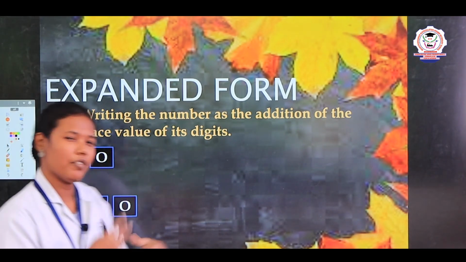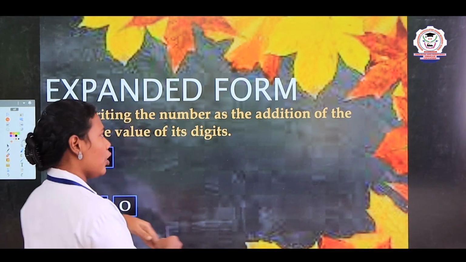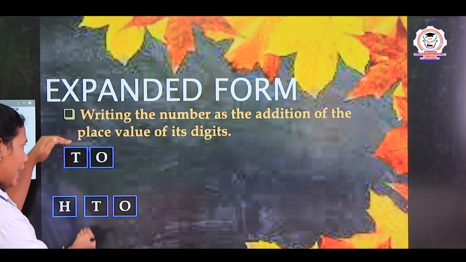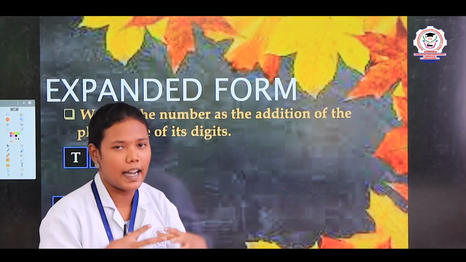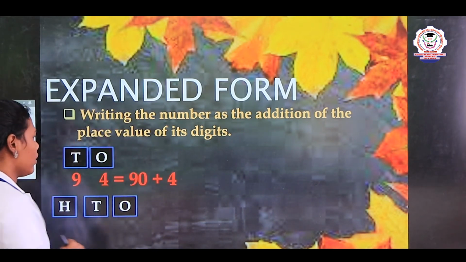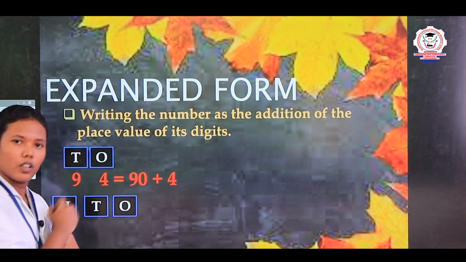As I told you, we have 2 digit and 3 digit numbers. With that number, we are going to use place value and addition. We are going to add. So now our 2 digit number is 94.